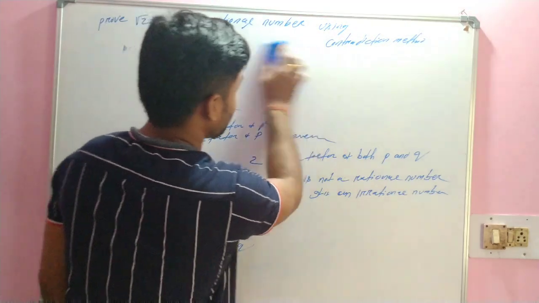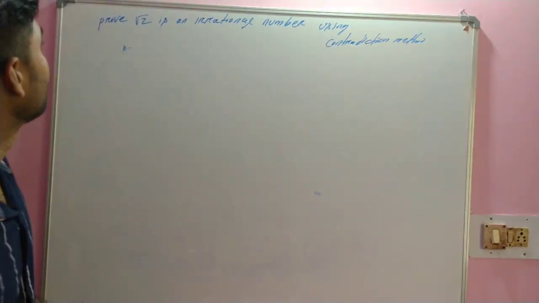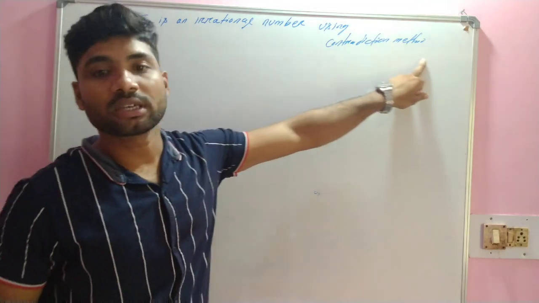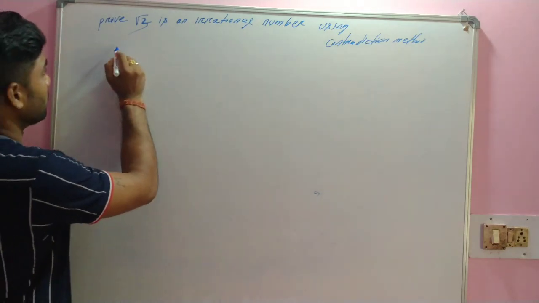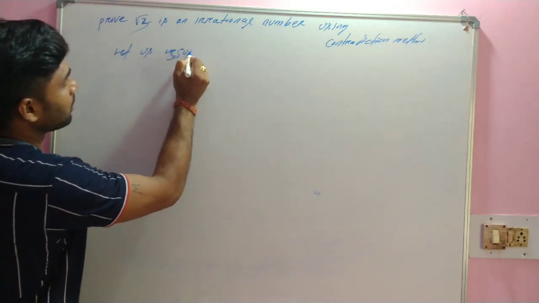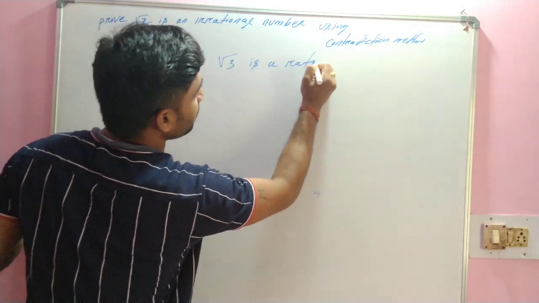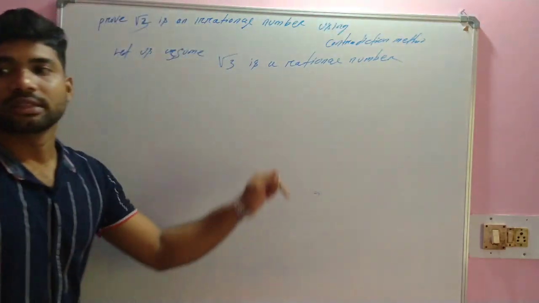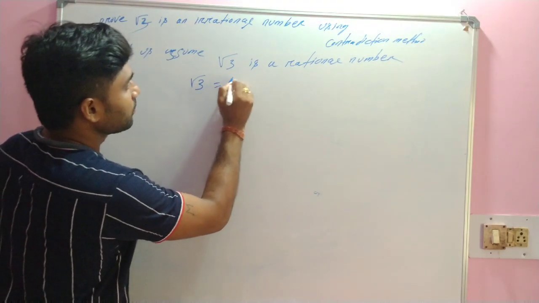Similarly, we can also prove that root 3 is an irrational number using the contradiction method. Let us assume root 3 is a rational number. If it is a rational number, then it can be written in P by Q form. So root 3 equals P by Q.